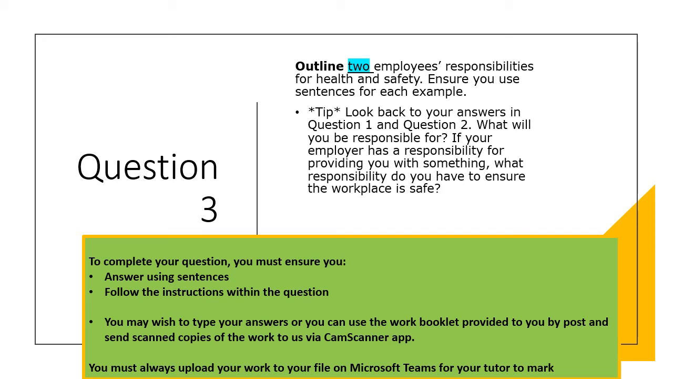So question number 3 is asking you to outline 2 employees' responsibilities for health and safety. So ensure you use sentences for each example, and like the last question, have a look back at questions 1 and 2 and just have a look: if your employer has a responsibility providing you with something, what do you need to do to ensure the workplace is safe?